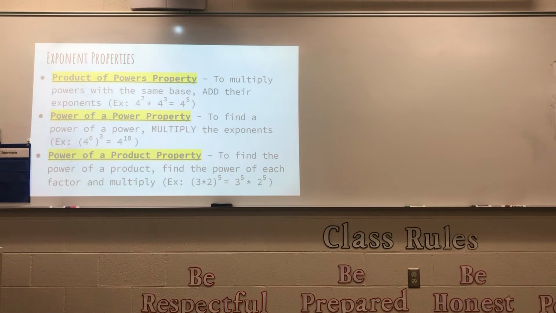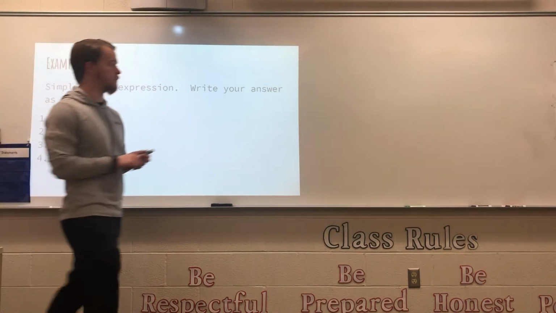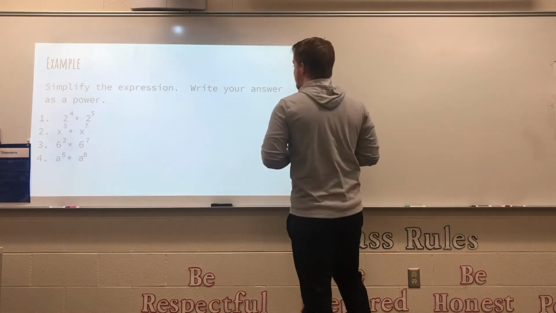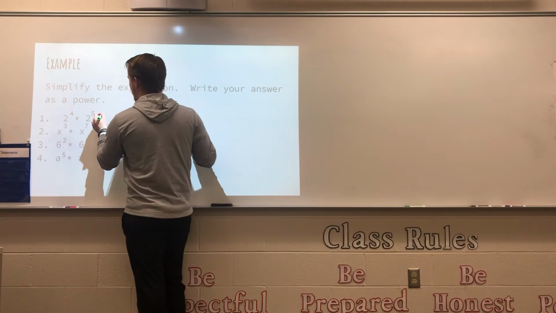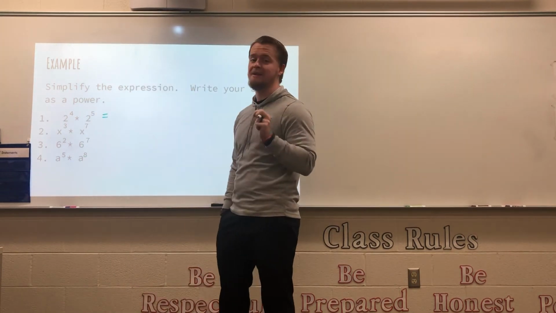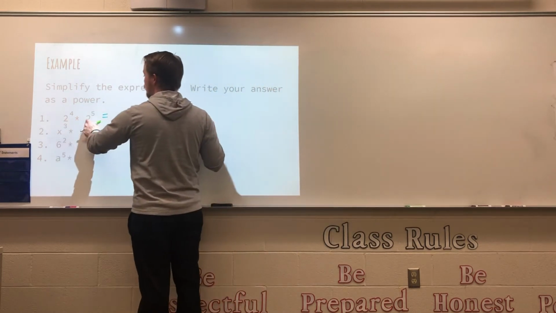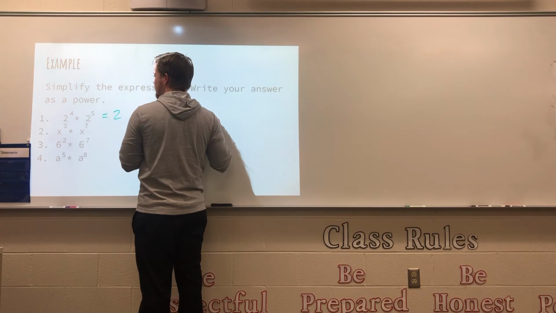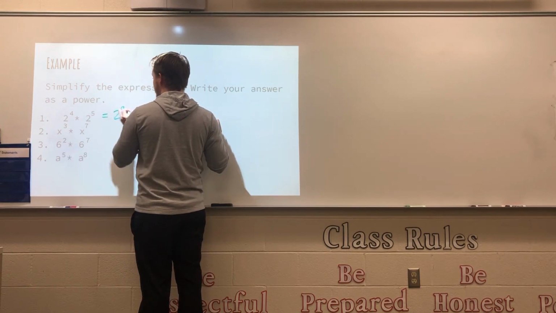So let's look at some examples first of the first one. Simplify the expression, write your answer as a power. Okay, so first one, we have 2 to the 4th times 2 to the 5th. First of all, we have the same bases. So if we have the same base of 2, we keep the base and we add exponents. So 4 plus 5 is 9.